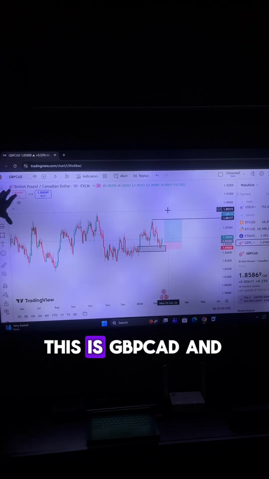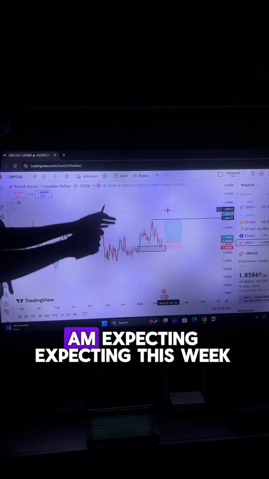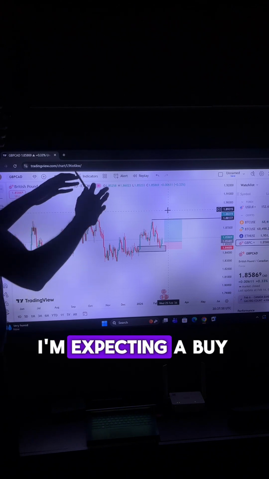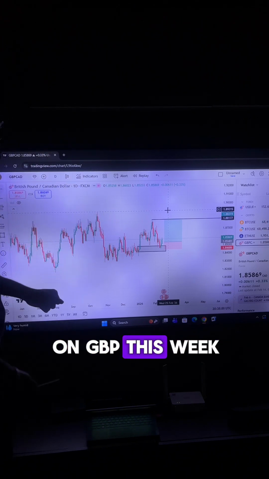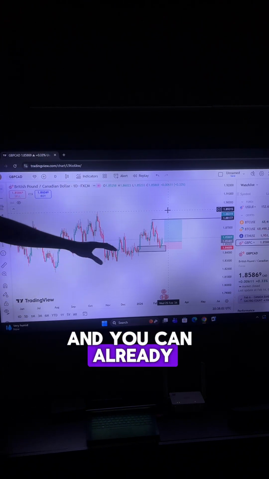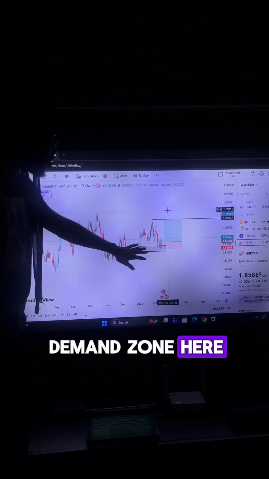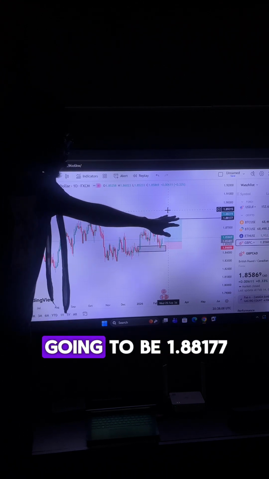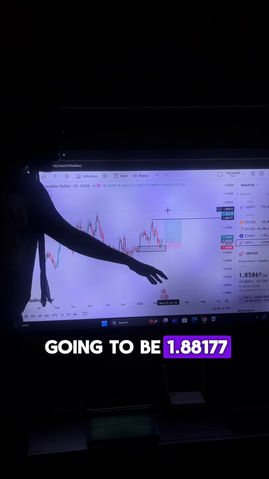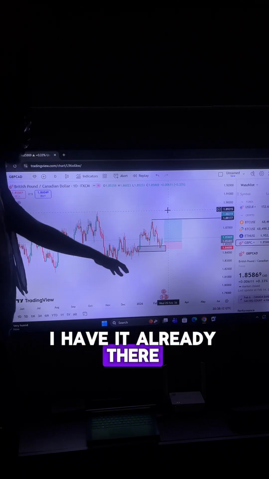So as you can see, this is GBPCAD and this is what I am expecting this week. I'm expecting a buy on GBPCAD this week. And you can already see I have my analysis marked out here. I'm buying from this demand zone here, and my target is going to be 1.88177. You can see I have it already there.